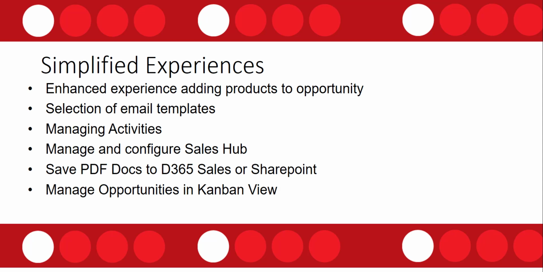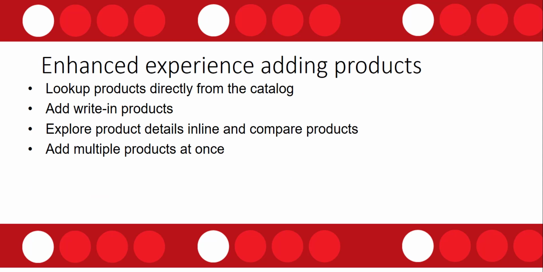Then we have some simplified experiences like an enhanced experience while you're adding products to your opportunities. A selection of email templates. We're going to talk about managing activities, where to manage and configure the Sales Hub. We can do that now in this unified interface. Saving PDF docs to Dynamics 365 or SharePoint. It should say saving PDF docs locally or to SharePoint, because that's really what it does, but this is what Microsoft posted, so that's what I'm going to have on here. And then we can manage opportunities in the Kanban view. So let's take a look at each of those items.